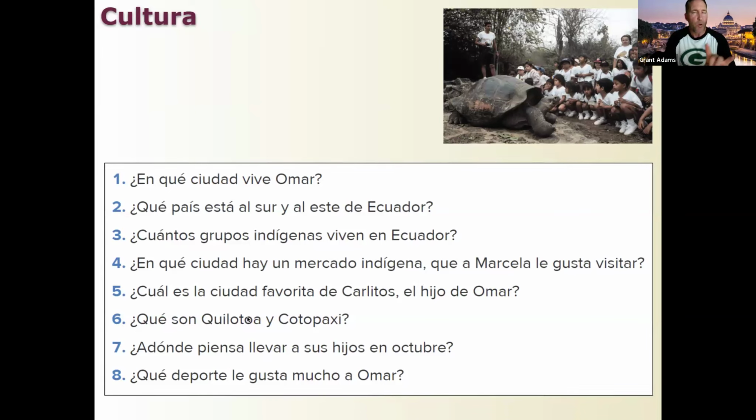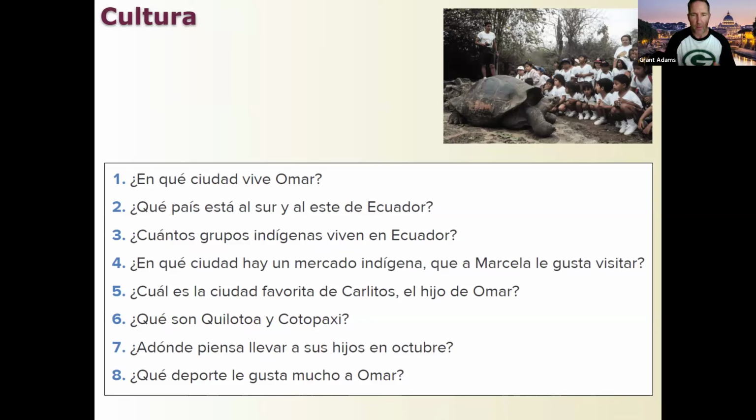I'm going to ask a couple questions on why we're having these sentence structures in a second. ¿Cuál es la ciudad favorita de Carlitos, el hijo de Omar? ¿Qué son Chilotoa y Cotopaxi? We're going to find out. ¿A dónde piensa llevar a sus hijos en octubre? And ¿qué deporte le gusta mucho a Omar?